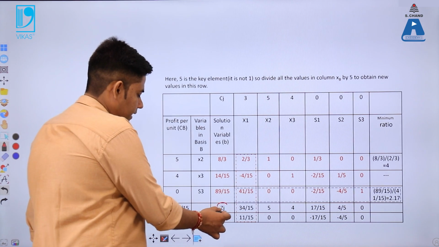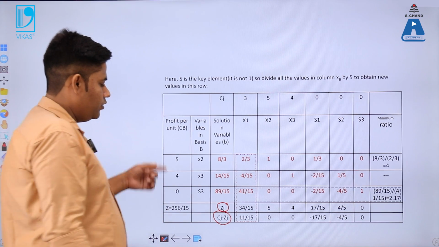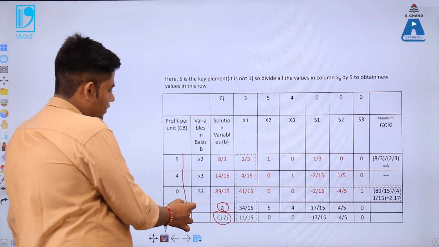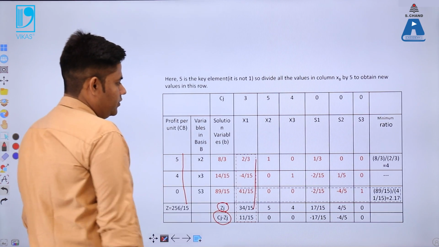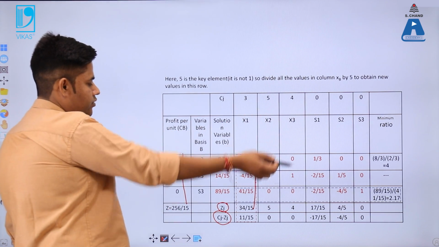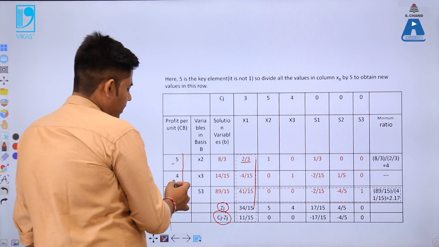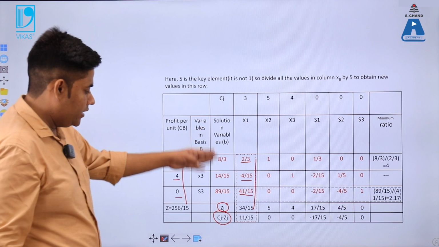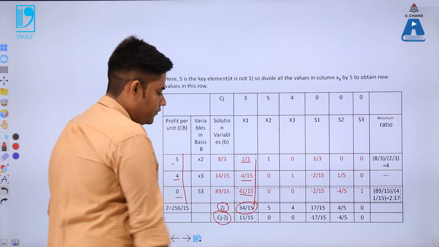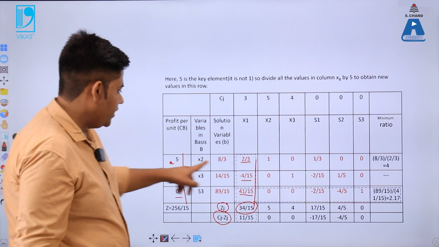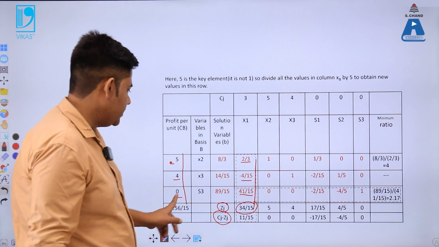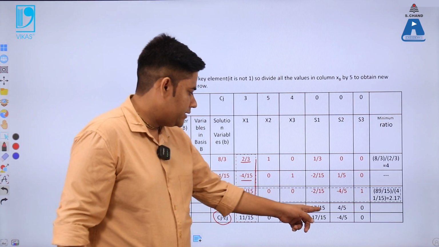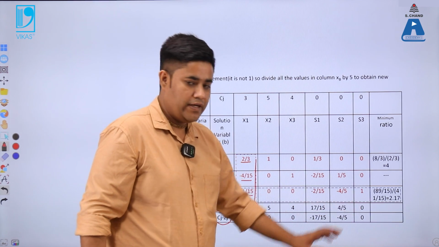Now I need to calculate this Zj part and Cj minus Zj, as I have told you what is Zj and what is Cj minus Zj. Zj is the sum product of the Cb part and the elements of the x1, x2, s1, s2 and s3. So 5 into 2 by 3 plus 4 into minus 4 by 14 plus 0 into 41 by 15. I need to add them up, and I'll get this value, which is 34 by 15. In a similar manner, 5 multiplied by 1, 4 into 0 plus 0 into 0, I'll get the value 5. For the next set, I'll get a value 4. For the next set, I'll get the value 17 by 15, 4 by 5 and 0.